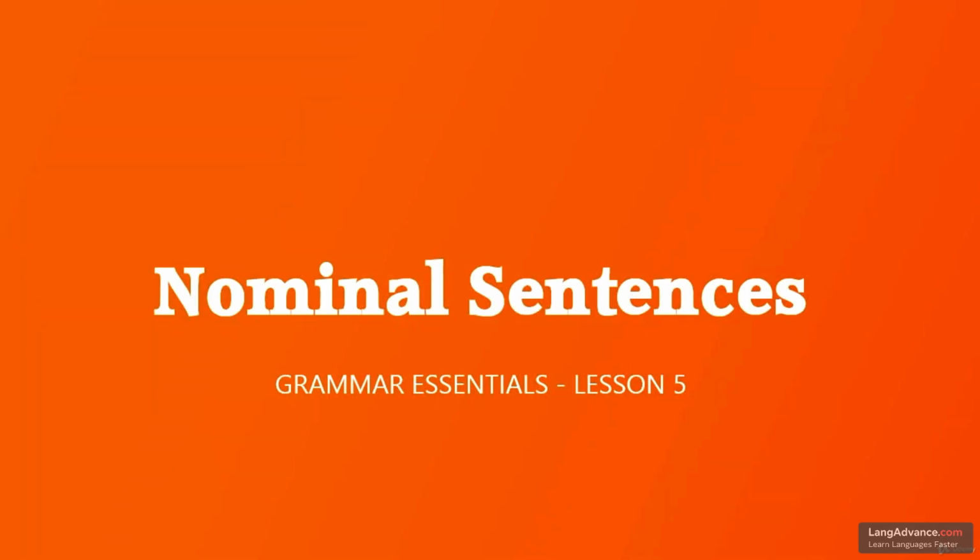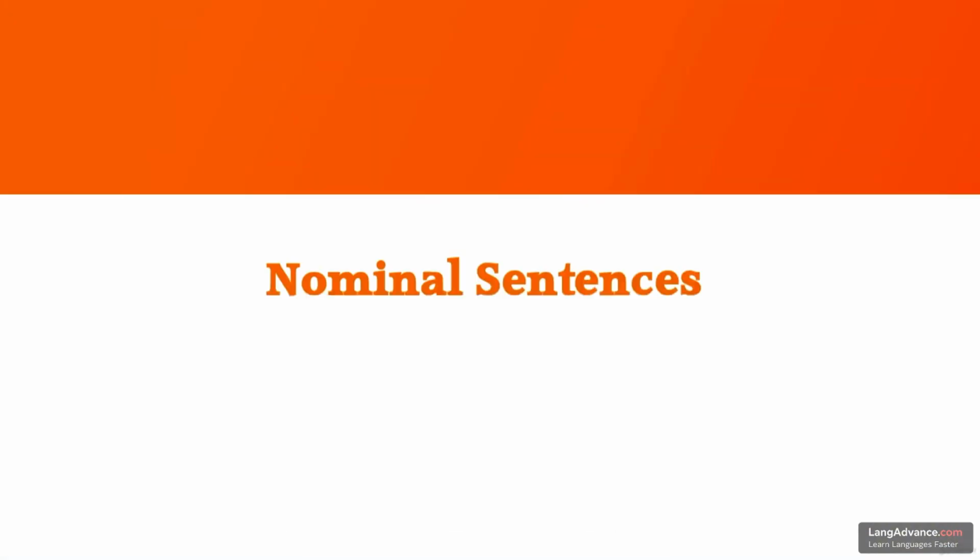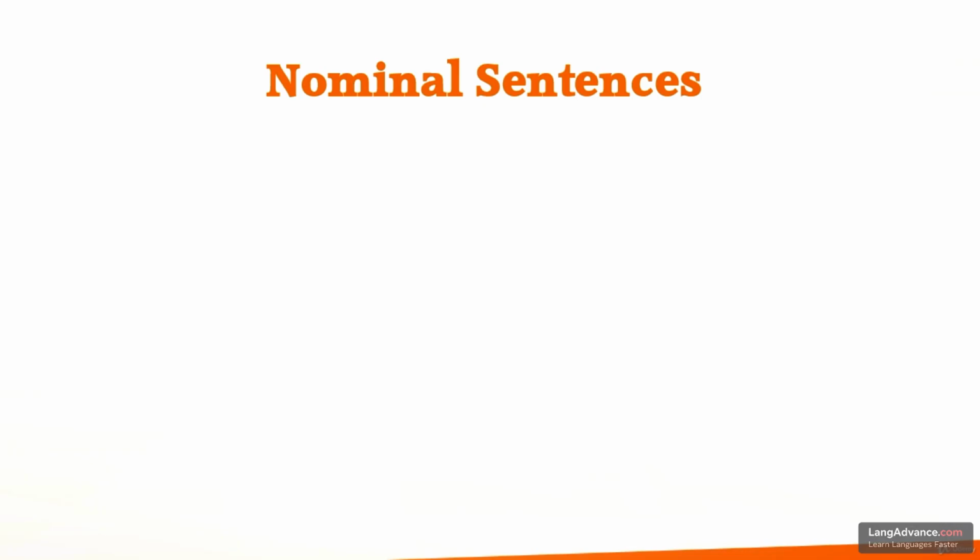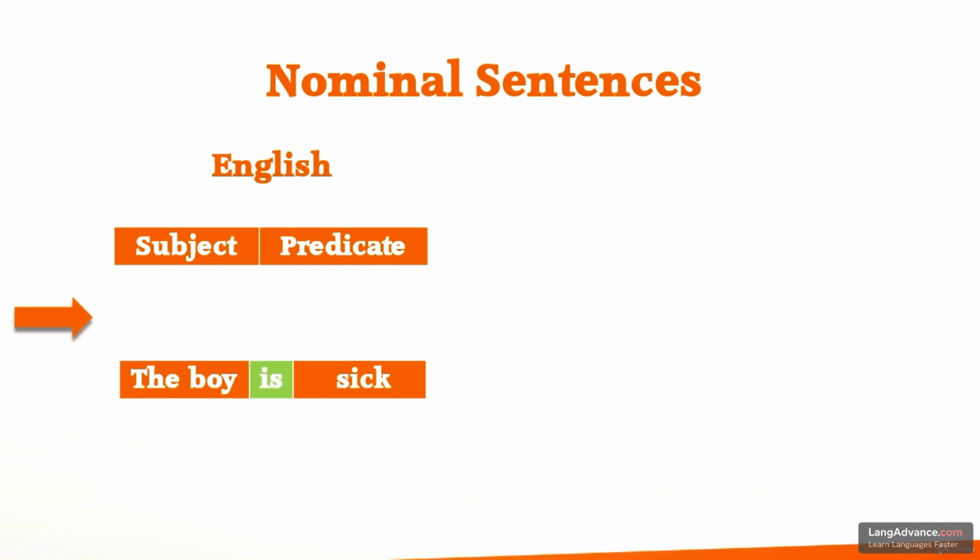Nominal sentences, lesson 5. Here we will see an example of a nominal sentence. So in English, the sentence that we'll use is the boy is sick. So a nominal sentence will consist of a subject and something called a predicate. The predicate is a phrase that will explain something about the subject. For example, the boy is sick. So is sick is a predicate that explains something about the boy. So the subject of the sentence is the boy.